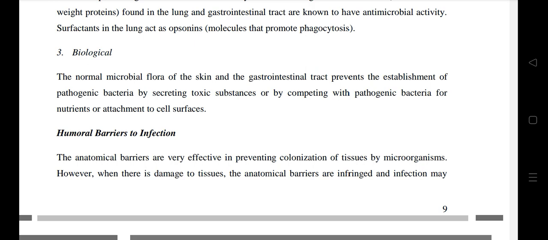The normal microbial flora of the skin and the gastrointestinal tract prevents the establishment of pathogenic bacteria by secreting toxic substances or by competing with pathogenic bacteria for nutrients or attachment to cell surfaces.